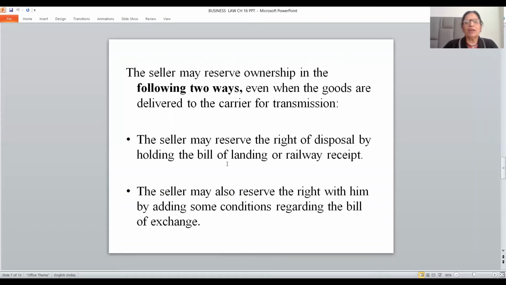He can give instructions that the bill of lading or the railway receipt has to be issued in the name of the seller. In the name of the seller means he has reserved his right. And second, the bill of lading or railway receipt has been issued in the name of the buyer, but instructions have been given that only when the buyer honors the bill of exchange are the goods to be delivered. So some conditions have been attached here. Then the right of disposal is said to be reserved.